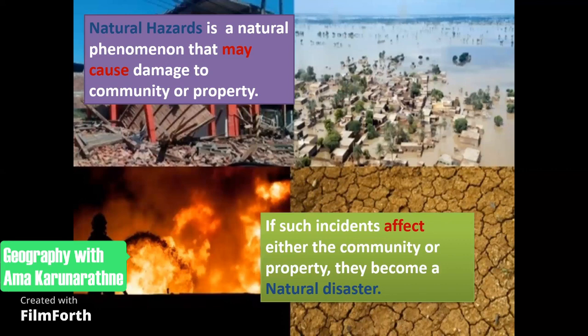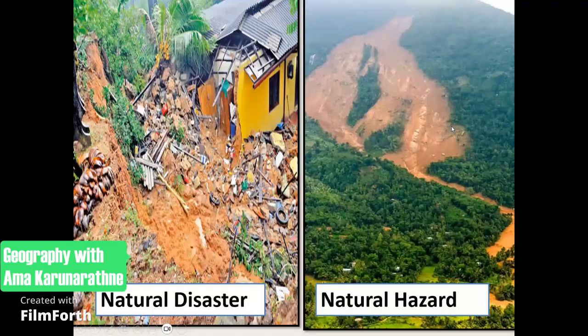That will be clearer when I explain this with examples. So let's move to examples. Now let's see what this natural hazard is. See, in both pictures, you may see a landslide has happened.